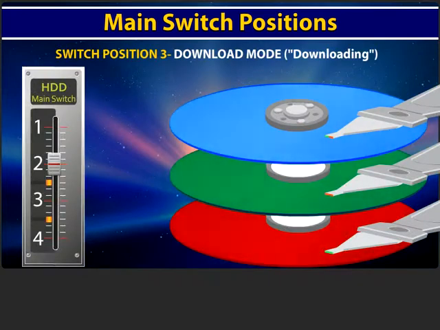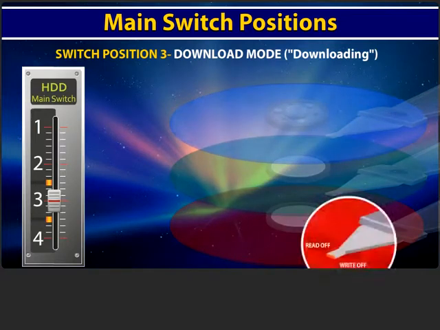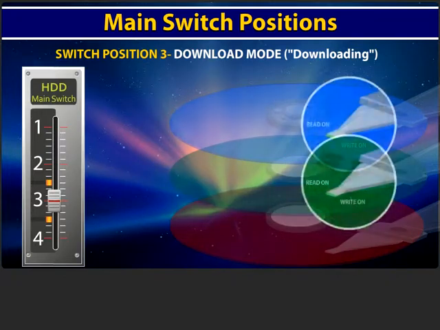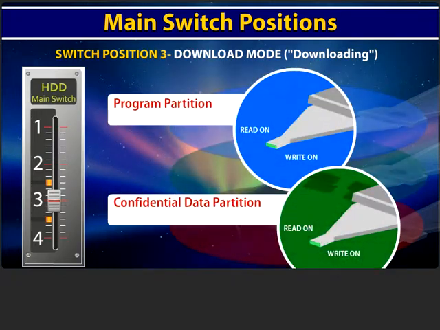When the main switch is moved to position 3, the so-called download mode position, new program files can be downloaded from the internet onto the program partition. But before we start downloading anything, we have to shift the safety latch, situated between position 2 and 3, to allow the main switch to be shifted to position 3. Position 3 switches off only the read and write heads of the internet partition, both shown here in red, while all read and write heads of the other two partitions are switched on. All four heads are shown here in green.